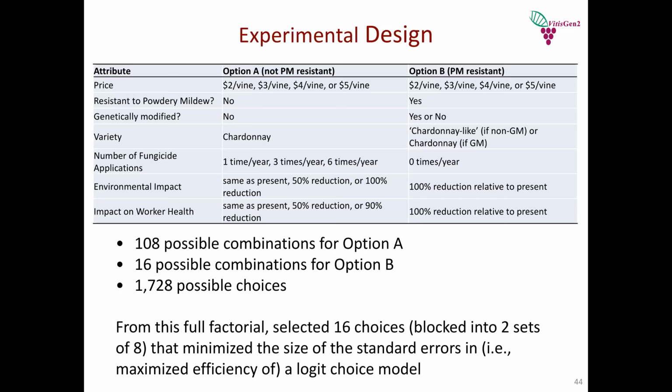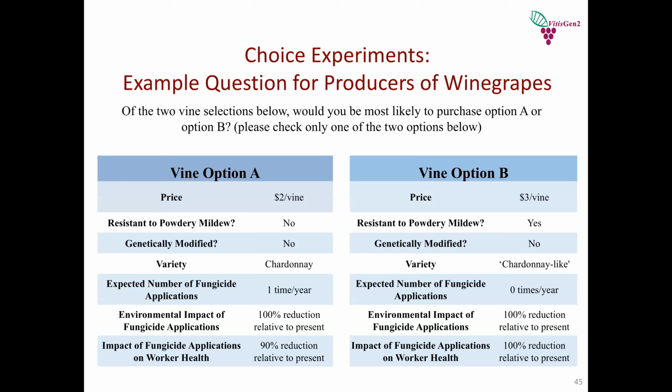Now, for resistant varieties, we varied application. In the experiment, we just assumed that we would not be applying pesticides. In our other analysis, like I said, we retained some of the fungicide applications. And then we varied the reduction in environmental impact and impact on worker health. So this is an example of the questions that producers answered. Some similar questions will be asked of consumers of table grapes this time around. This was for producers of wine grapes, so it's a little bit different framing, but similar methodology.